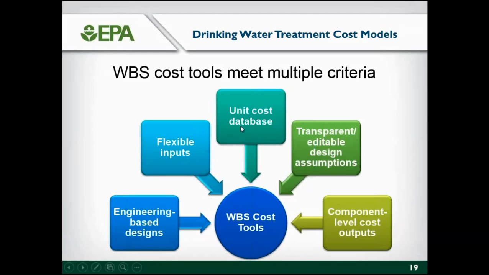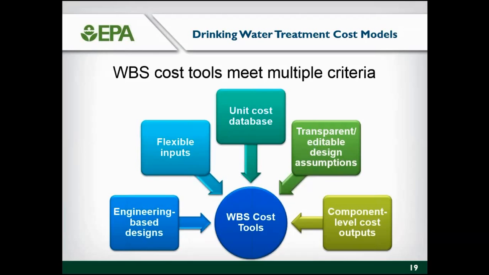Also, the unit cost database is a very valuable component to this. So as I mentioned, the work breakdown structure identifies the cost of all pieces of the system. The unit cost database has the cost of all those parts, thousands of parts, all costed out.